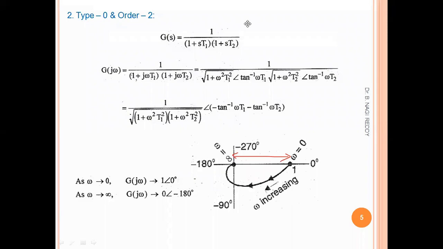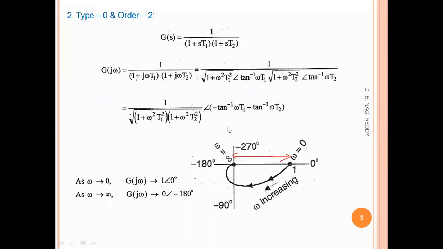Next, substitute omega is infinity now. If you substitute omega is infinity here, this entire term will become infinity. Of course, this entire term will also become infinity. So infinity into infinity is infinity. Square root of infinity is also infinity. So 1 by infinity will be there. 1 by infinity is nothing but 0. So the magnitude will become 0 here.